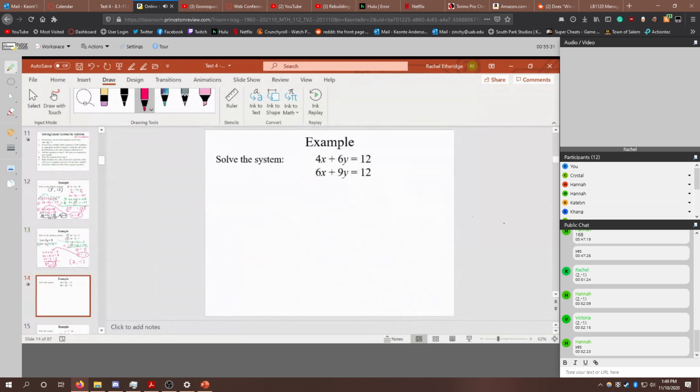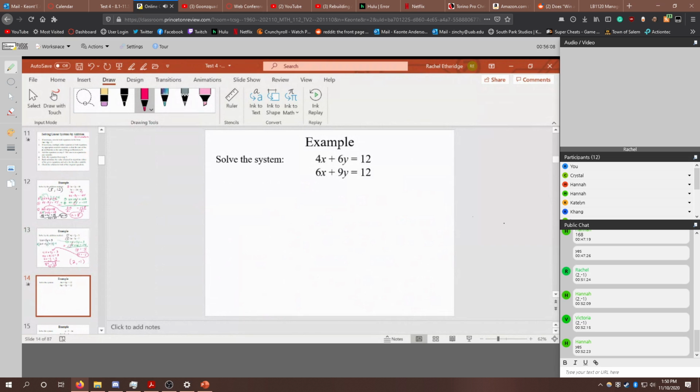Okay, here's one where we might have to multiply both equations by something. So now we've got to make a decision. I'm going to tell you that sometimes it's easier to divide. If I divided that first equation by 2 and the second equation by 3 or -3, then I would have my elimination.